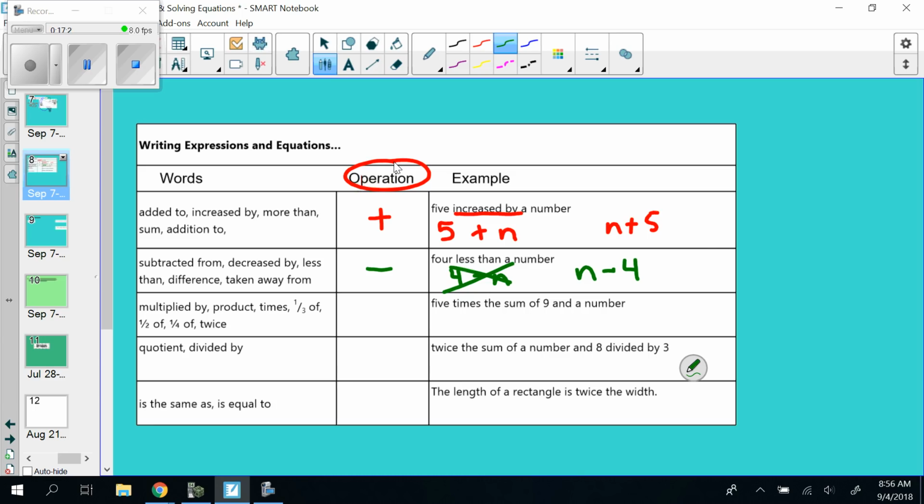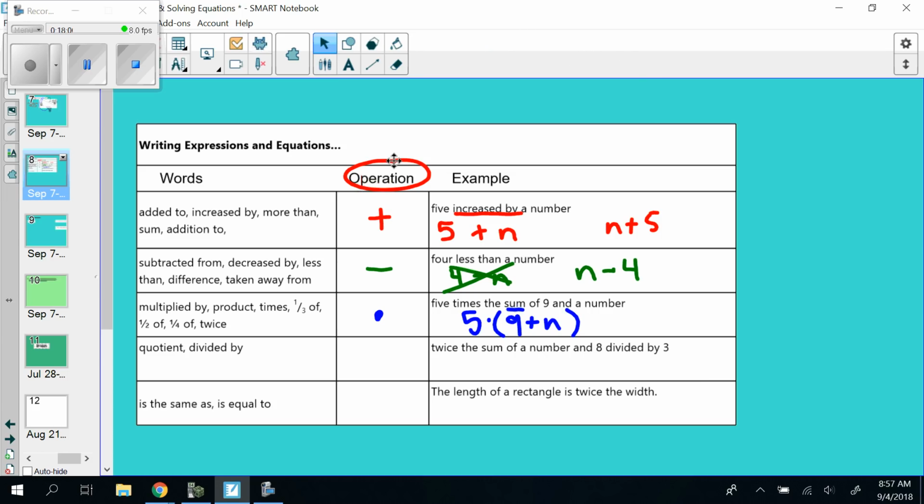Okay, multiplied, product, times, 1/3, 1/2, 1/4 of, twice, all are indicating multiplication. So this example to the right here, 5 times the sum. If we're summing, that means two things are being added here. So that's indicating we're going to have parentheses here to make sure those get added up before they get multiplied. 9 plus some number. So that would be written as 5 times the quantity, 9 plus n.